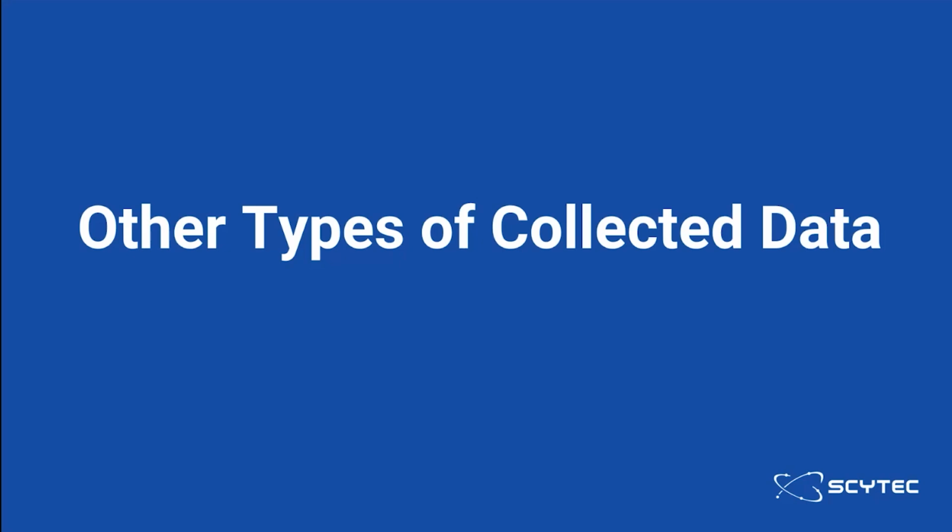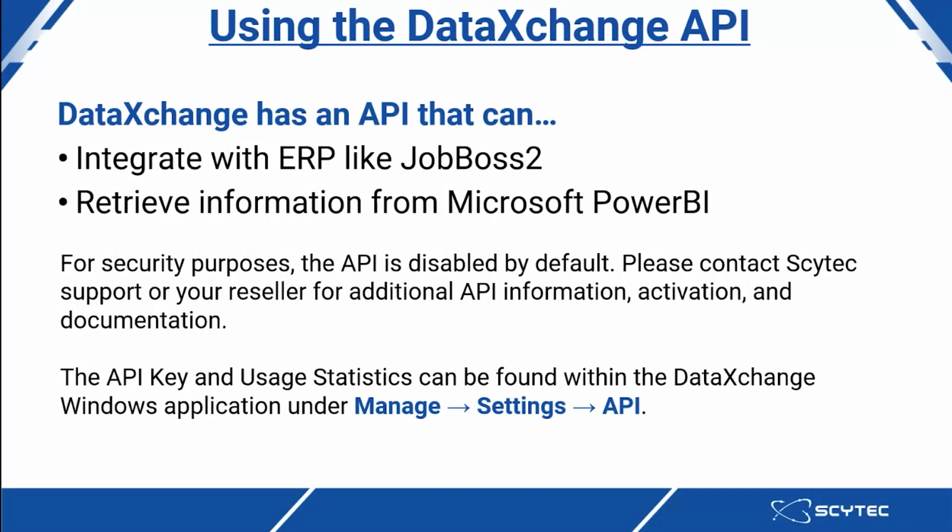So next up, I'd like to discuss other types of data that can be collected by DataXchange. DataXchange offers an API that can do things like integrate with ERP systems such as JobBoss 2. And it can also retrieve information from visualizers like Microsoft Power BI, so that you can have your own web portal view inside of the RTV to display these kinds of things, as well as Microsoft Office documents.